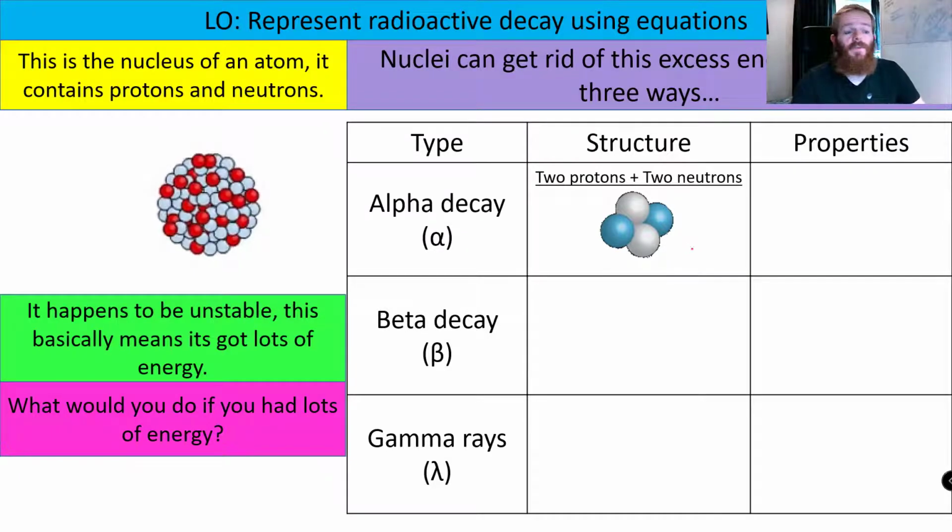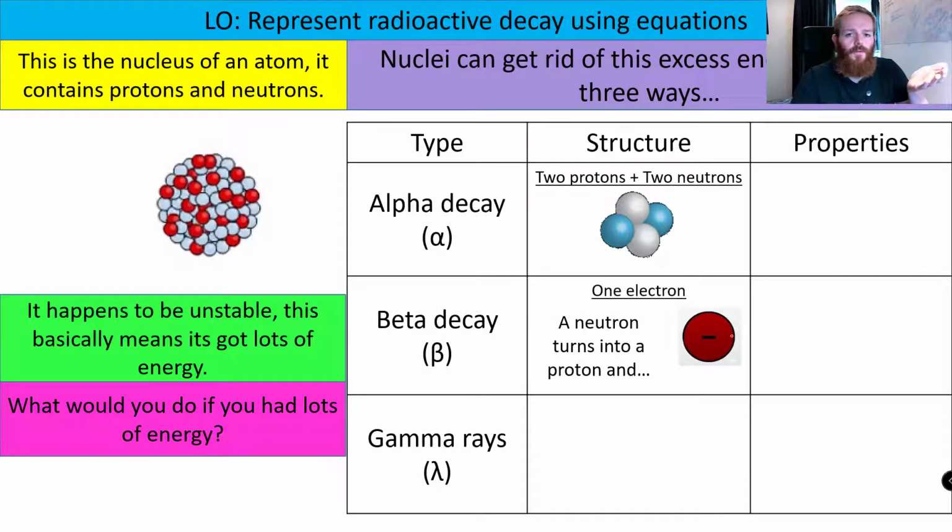In beta decay, a neutron becomes a proton and an electron. So one particle basically turns into 2. I've gone from a neutron to a proton and an electron. What happens is the proton stays in the nucleus and the electron gets ejected, emitted. And that is beta decay. So that little electron getting fired off is beta decay.